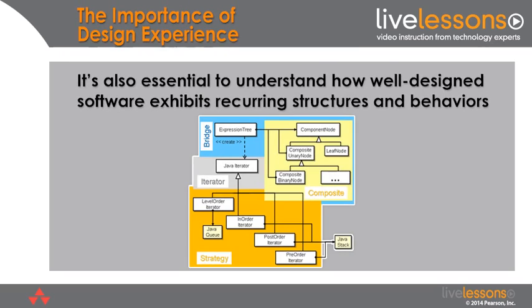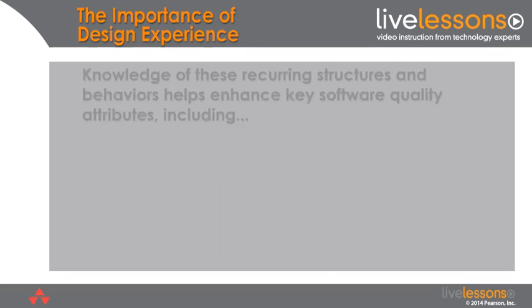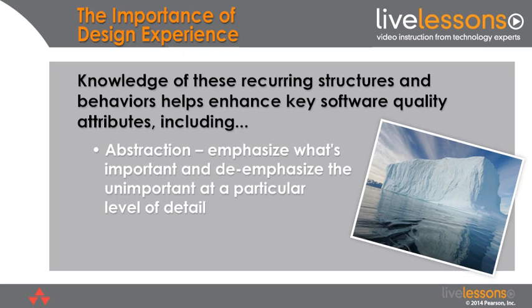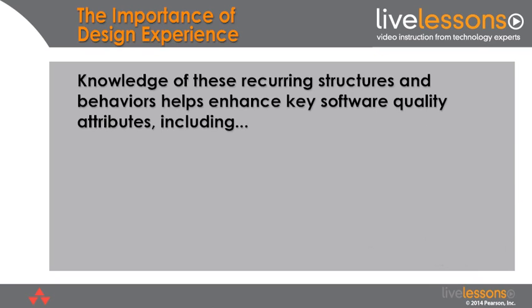But to really become a software master requires more than just knowledge of modeling notations, algorithms, and programming languages. It's also very essential to understand how well-designed software exhibits recurring structure and behavior. And knowledge of this recurring structure and behavior helps to enhance a variety of key software quality attributes, including things like abstraction, which allows us to emphasize what's important and de-emphasize what's unimportant in a particular context or at a particular level of detail.